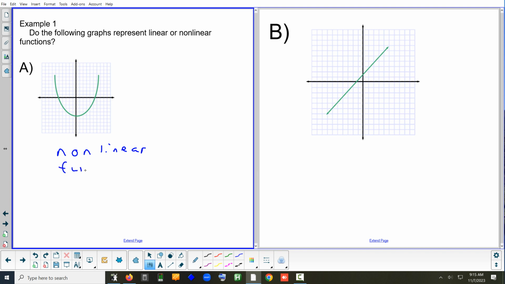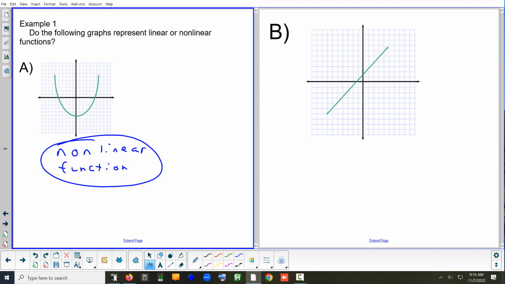Okay, so two questions for you. Why is it non-linear? Yeah, it curves. That's why it's non-linear. Why is it a function? Yeah, because the points don't go on top of each other and it passes the VLT, yeah, passes the vertical line test. So that's why it's a function. Yep, exactly. Right, let's look at B.